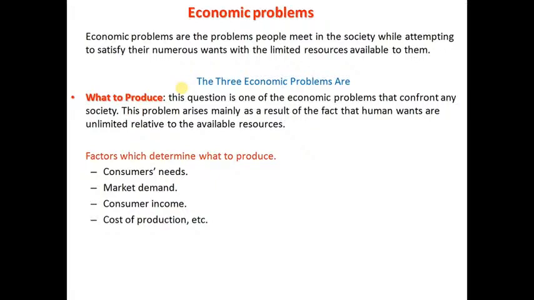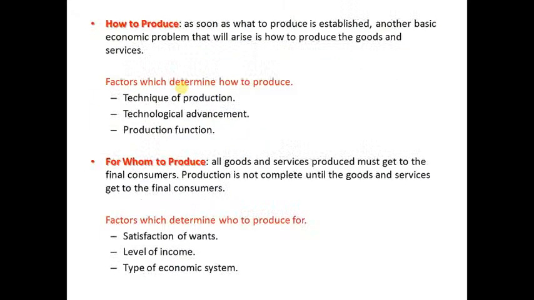Consumer income, that's the third factor. You need to produce things that people can afford. If you produce things that people cannot afford, then you will not be able to sell. Then number fourth factor is the cost of production. You need to produce things that you have enough resources to produce, not things that cost so high. Because if you produce things that cost so high, you'll be tempted to sell at a very high cost that people cannot afford. So cost of production is very, very important. You need to produce things that need lesser cost of production so that you can market them at a very good price. The number two economic problem is how to produce.